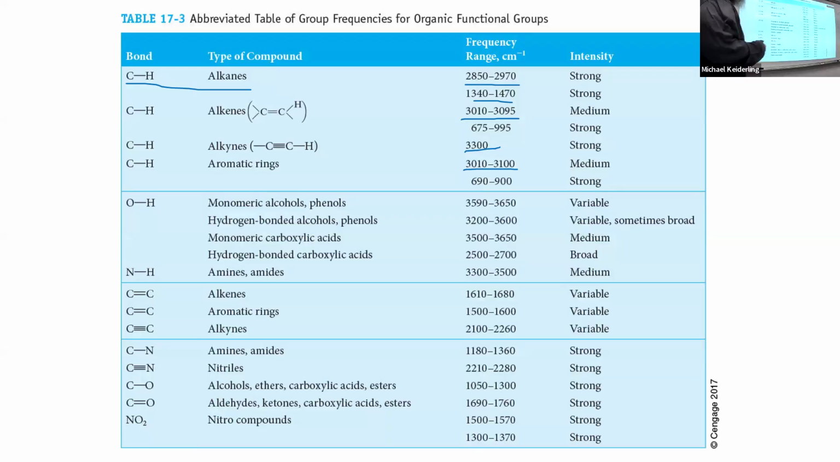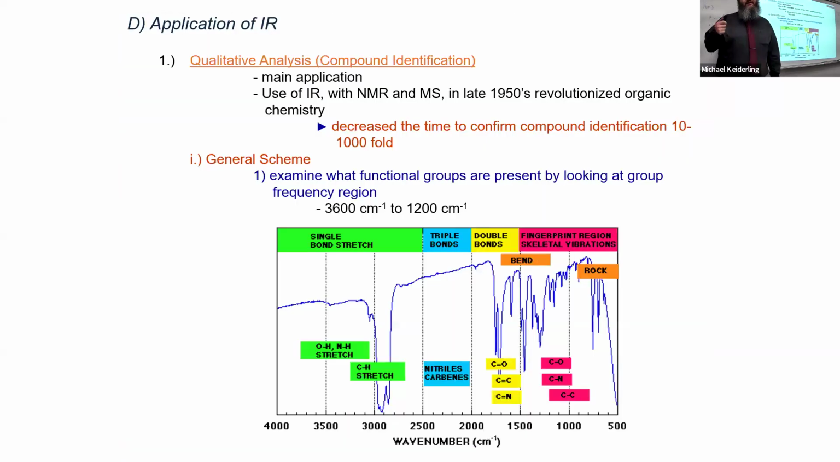Here's a table of group frequencies for organic functional groups. So given a peak, you can guess what group it should be, and what it corresponds to. So that's qualitative analysis.